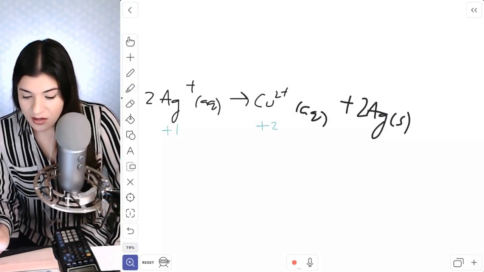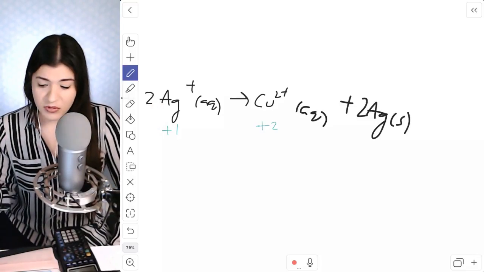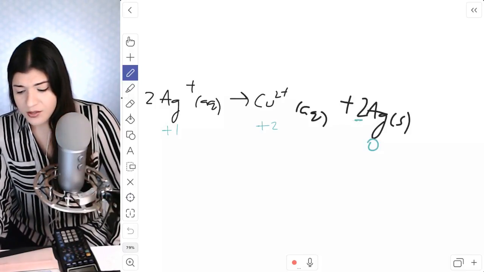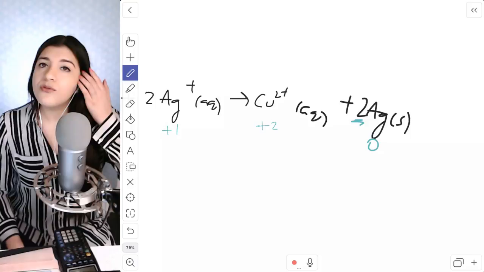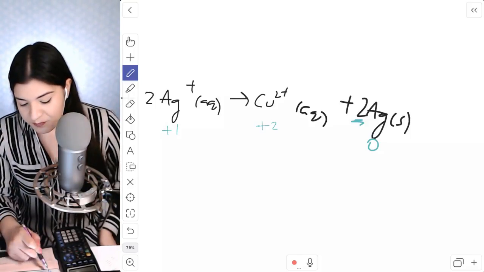And then next, once again, anything that's by itself, so silver, it's on its own, has an oxidation number of 0. This 2 doesn't mean that there's 2 of them. It really just talks about the balanced equation. We're not looking at that specifically.